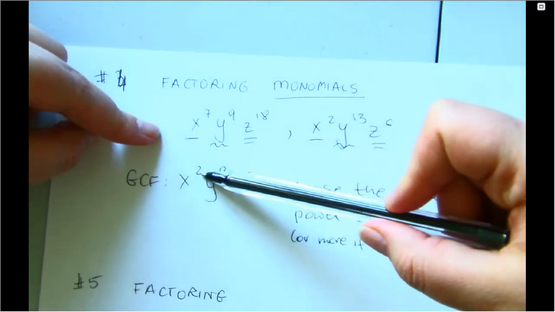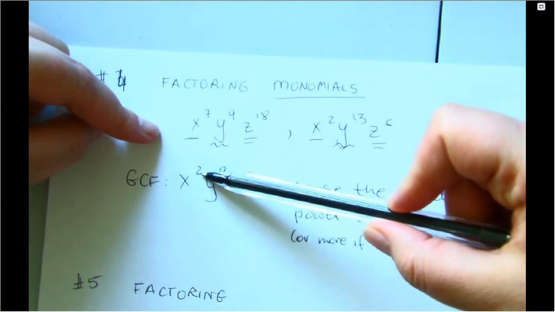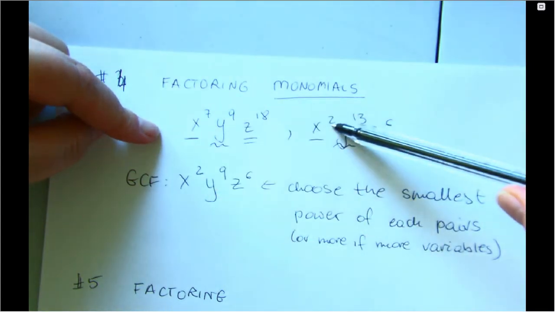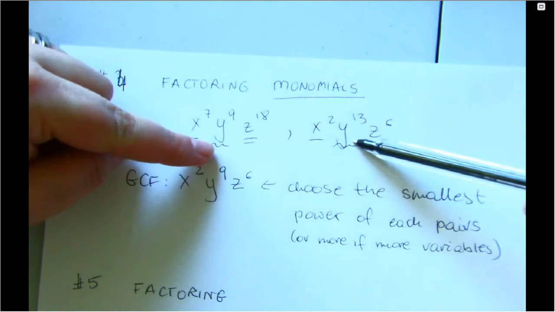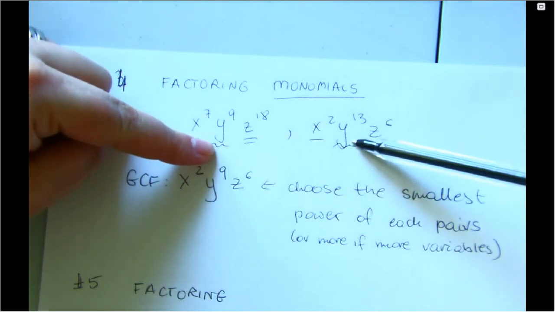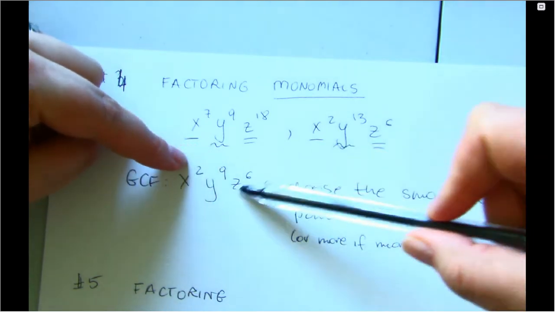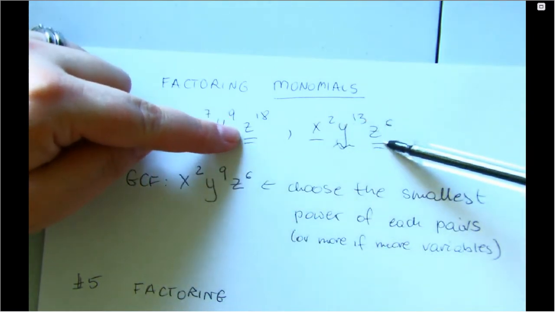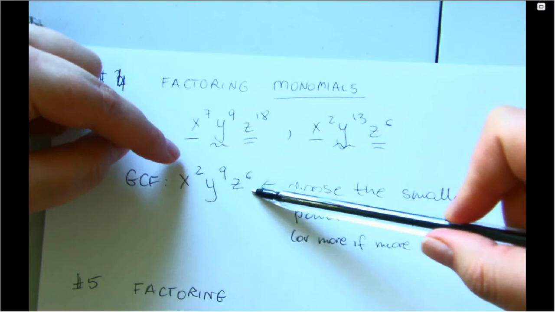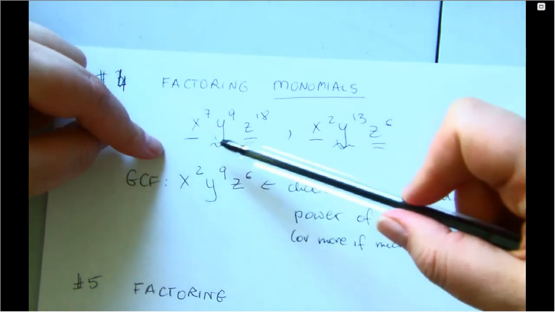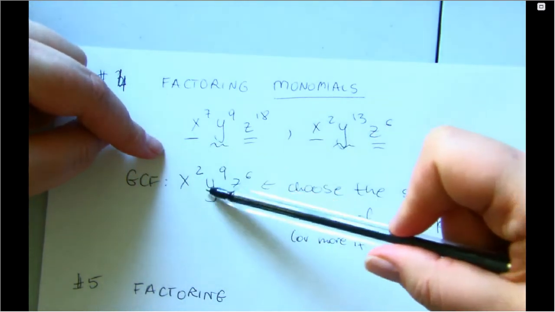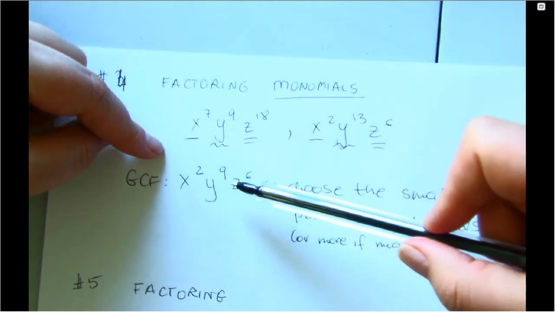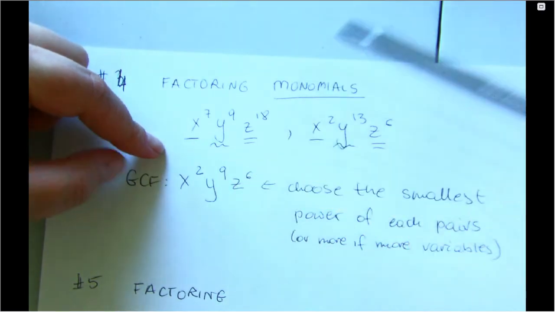X is the second power. It's the greatest common factor, but we're actually using the smallest power. So then I look at y. Y has powers of 9 and 13, so the smallest power that I see is 9. Z has powers 18 and 6. The smallest power I have is 6. So your greatest common factor for those two is x squared, y to the 9, and z to the 6.